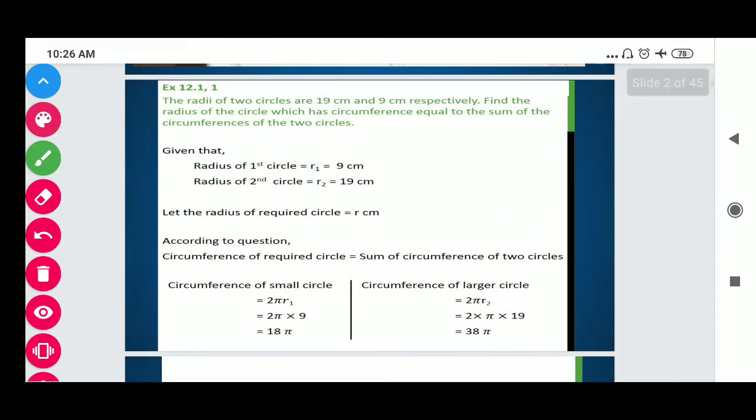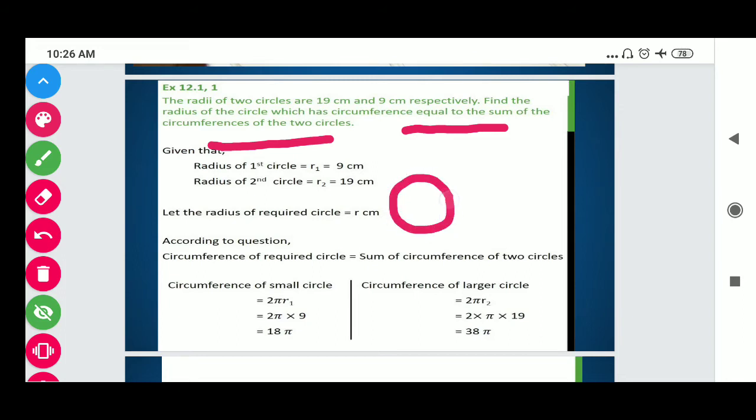Exercise 12.1 with question number 1. The radii of two circles are 19 and 9 centimeter respectively. Find the radius of the circle which has a circumference equal to the sum of the circumferences of the two circles. In this question, we have two circles. Both have radius. One has 9 and the second one has 19 centimeter. Find the radius of the circle which has circumference equal to the sum of the circumference of the two circles.